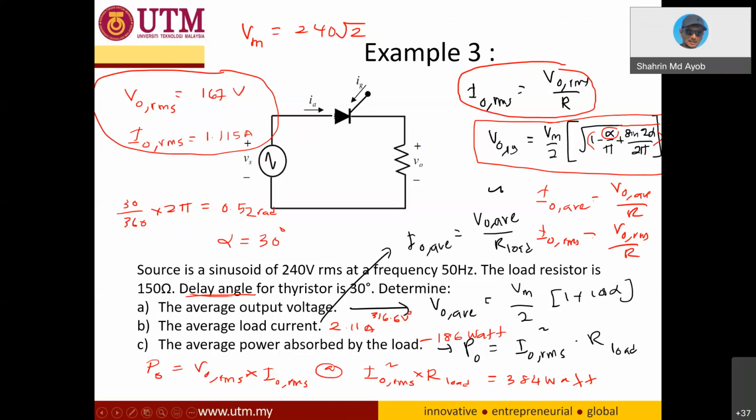But for the inductive load, where you have R and L, you cannot use this formula, because the relationship between voltage and current is no longer linear. Okay, can we move to the next example?